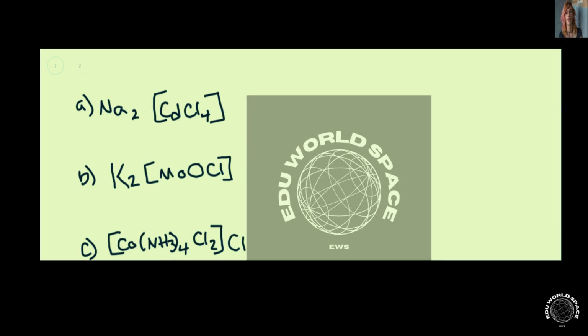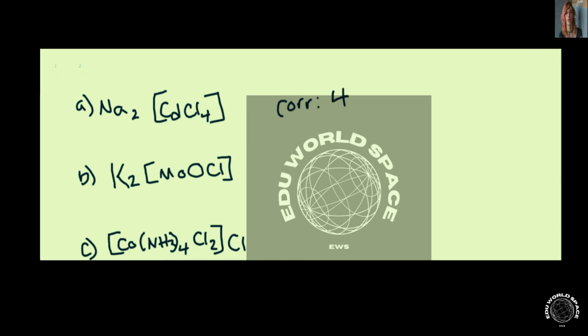Na2CdCl4. Now the coordination number is the number of ligands attached to the metal within the complex. So for this compound, the coordination number, which I'm going to put core, is 4 because we have 4 chlorines attached to this metal.